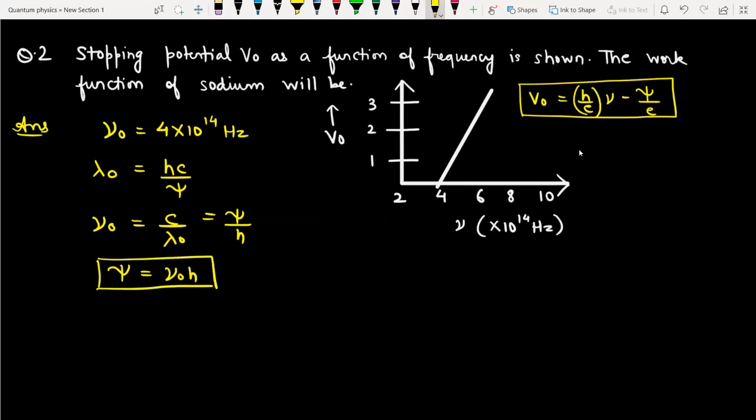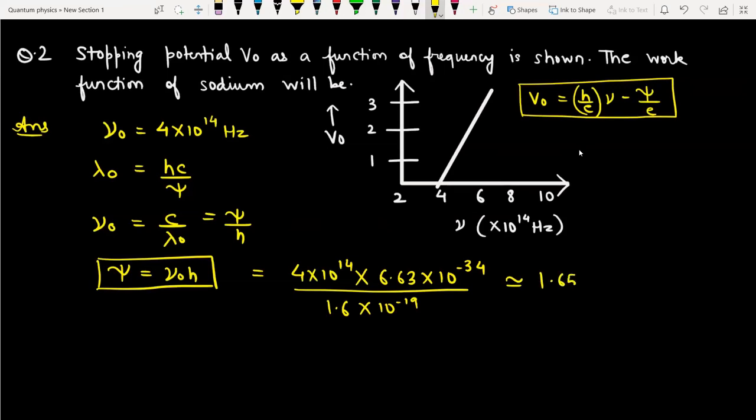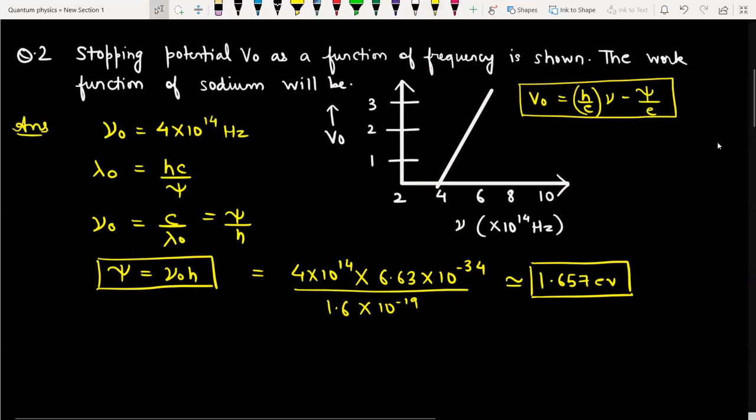Now if you just substitute the values, this mu naught is 4 into 10 raised to the power 14 hertz, into h, which is 6.63 into 10 raised to the power minus 34. And to convert this expression into electron volts, we are dividing it by 1.6 into 10 raised to the power minus 19. And this value comes out to be close to 1.657 electron volts. So this is how you do this particular problem. We were given a plot and we were asked to calculate the work function. Now let's look at the next problem.